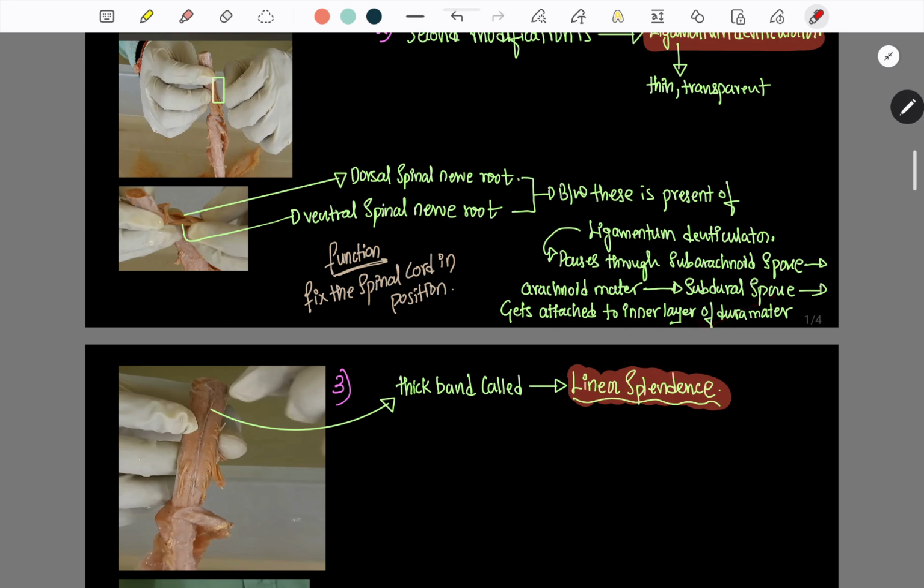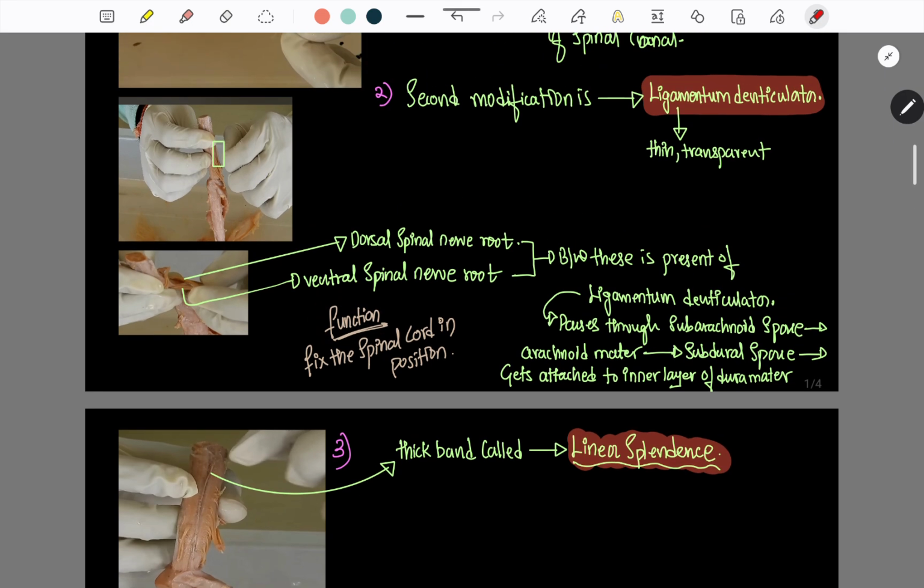this part. Okay, functions. What is the function of the ligamentum denticulatum? This is the spinal cord. This is the ligamentum denticulatum. Here it attaches to the spinal cord, which means it holds it in a fixed position like this. Think of these as walls, the vertebral column. It holds the spinal cord in a fixed position.